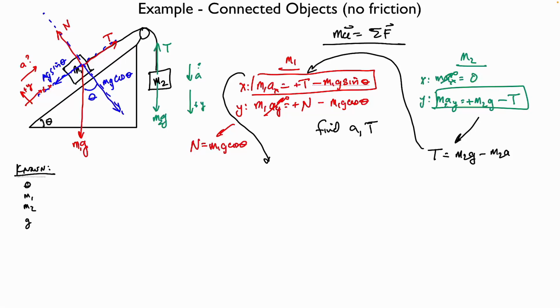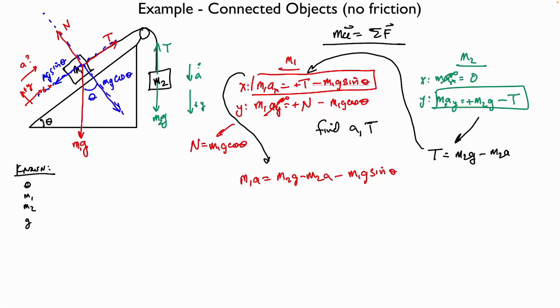All right, so let's see here. This is going to be M1A equals. And then in the place of t, what am I going to write? Yeah, I've got this thing over here. I solved for t. I know what it is. It's M2G minus M2A. So now I'm going to do M2G minus M2A. That was the t, and then minus M1G sine theta. Okay, M1A. A is the only unknown I have in here now, right?